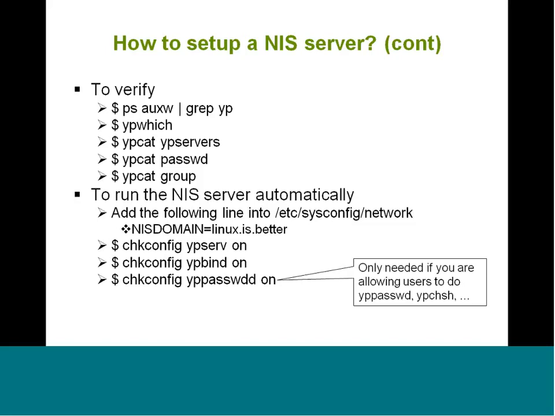And to run the NIS server automatically, /etc/sysconfig/network needs to be updated with the NIS domain. So basically, just add NISDOMAIN equal to the domain name, and then you give these commands: chkconfig ypserv on, chkconfig ypbind on. So again, you need to set up ypserv and do the binding.